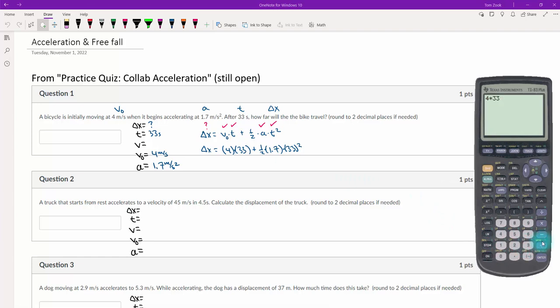Let's go ahead and calculate this one out. Times 1.7 times 33 squared. I think we should get a pretty big number for this one. Yeah, 1057.65.